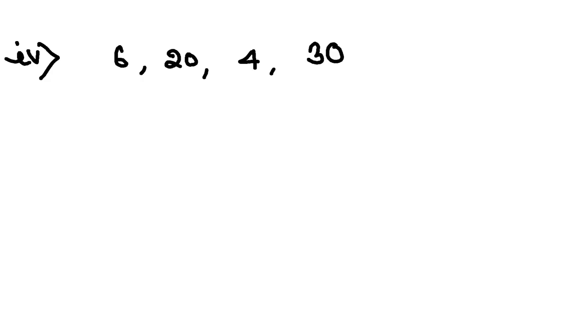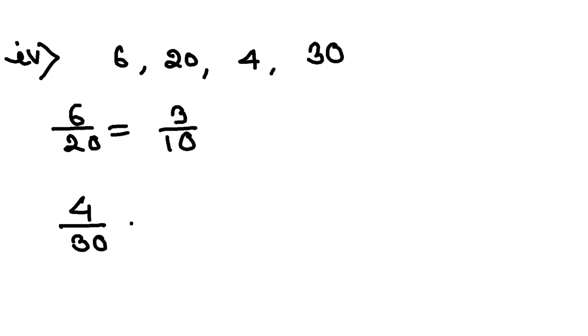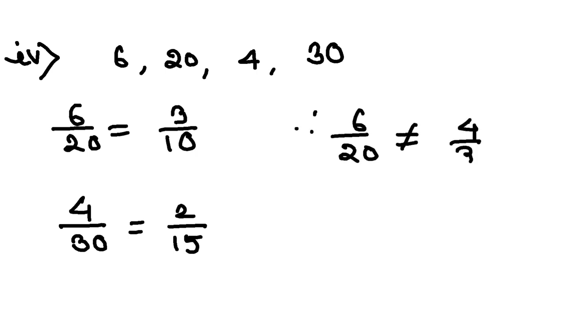Part 4, the ratio of the first two, 6 by 20, is 3 by 10 if I bring it to the lowest form. The next two numbers, 4 by 30, will be 2 by 15. That means these two ratios, 6 by 20 and 4 by 30, are not equal. Since the ratios are not equal, all the four numbers are not in proportion.